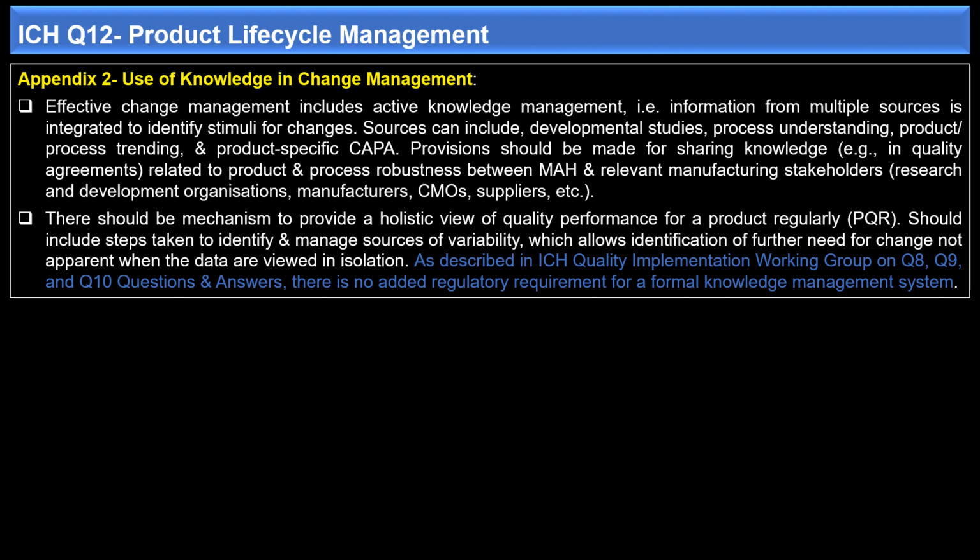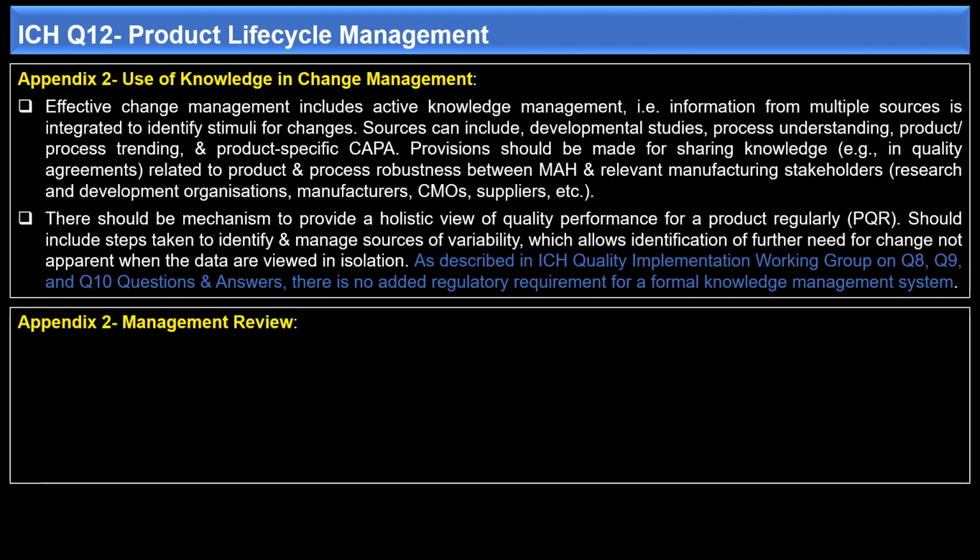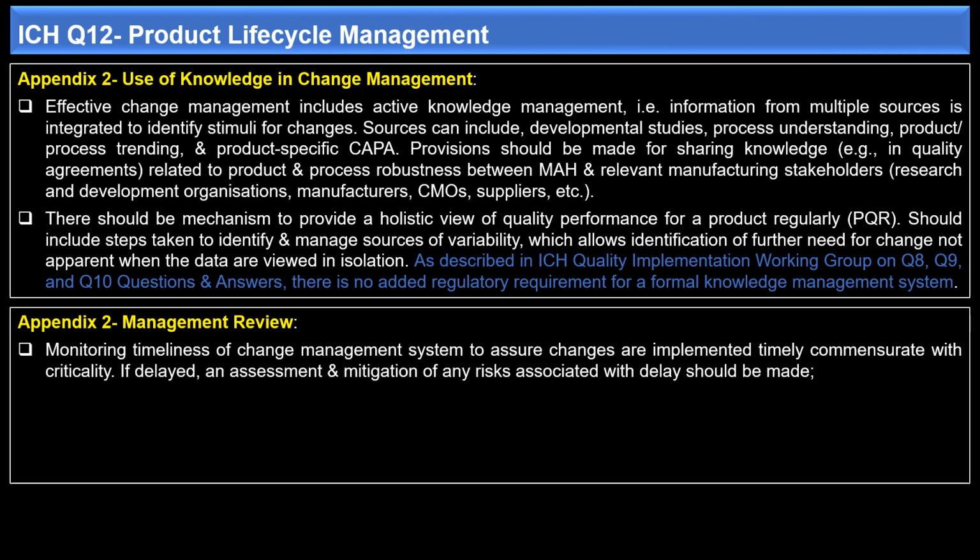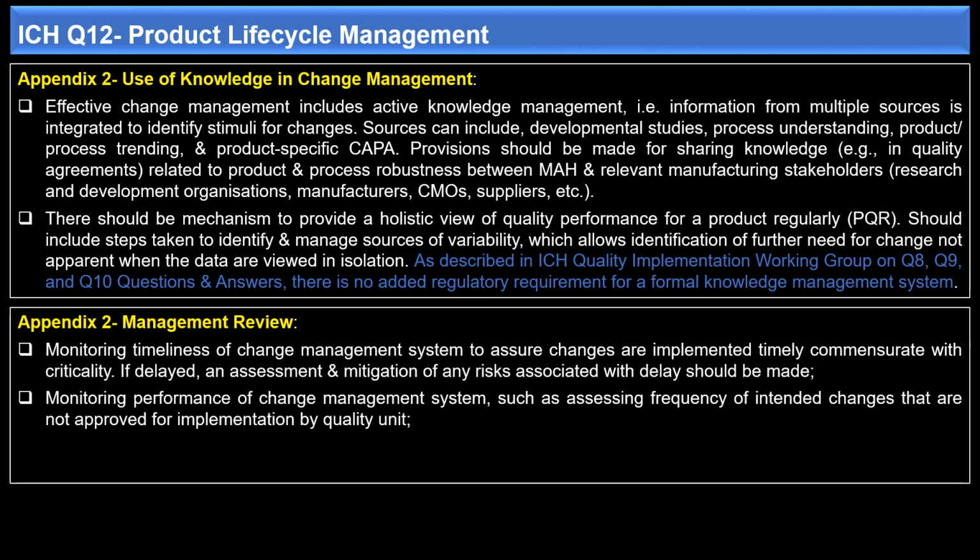Should include steps taken to identify and manage sources of variability, which allows identification of further need for change not apparent when the data are reviewed in isolation. As described in ICH Quality Implementation Working Group on Q8, Q9 and Q10, there is no added regulatory requirement for formal knowledge management system. And it also gives details for management review. Monitoring timelines of change management system to assure changes are implemented timely, commensurate with the criticality. If delayed, an assessment and mitigation of the risk associated with delay should be made.